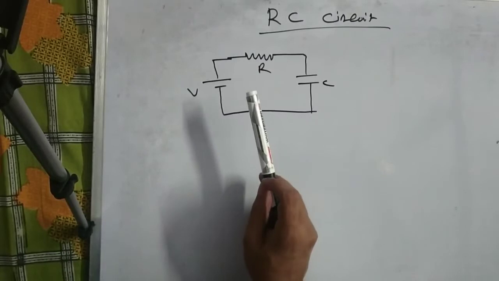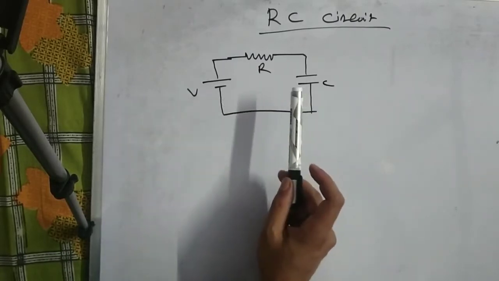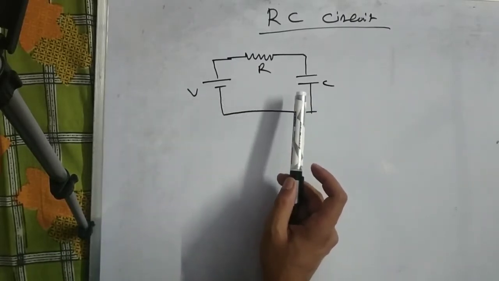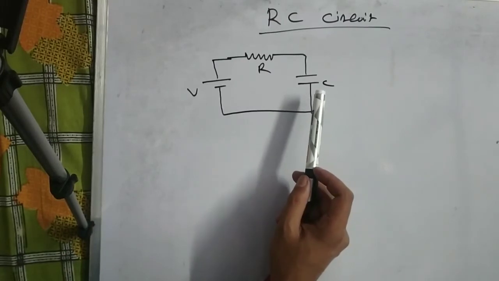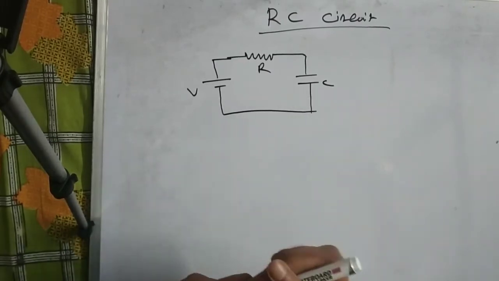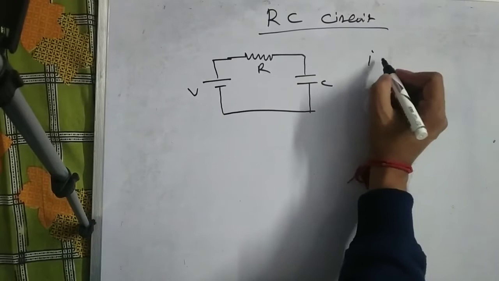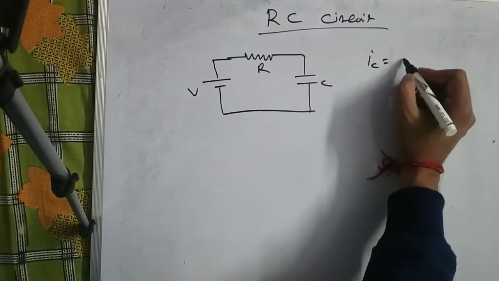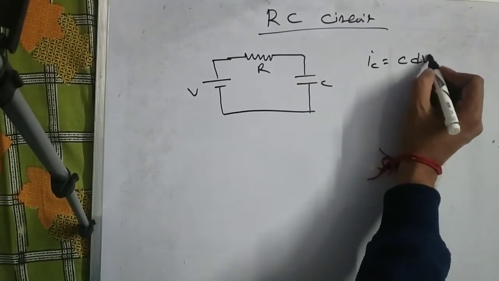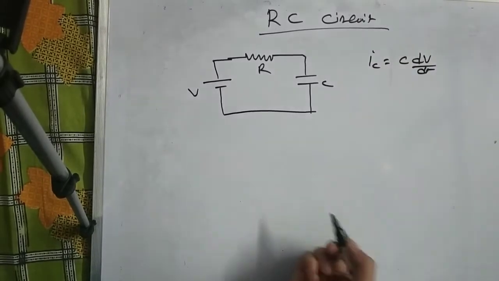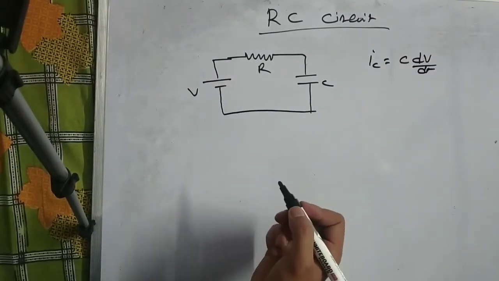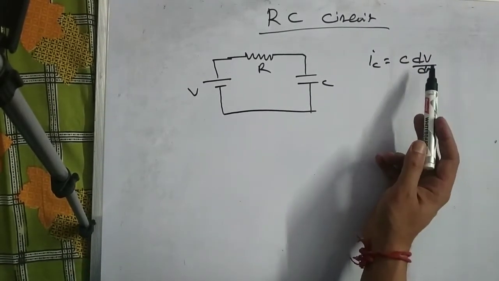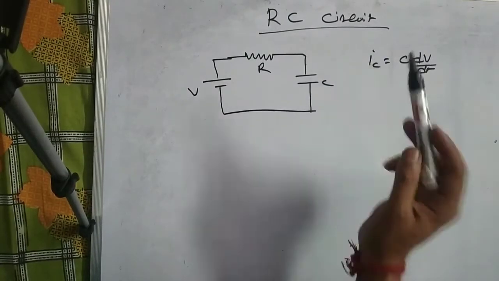There, the energy storing element was the inductor. Here the energy storing element is the capacitor. We all know the current flowing through a capacitor is I equal to capacitance value into dV/dt, the derivative of the voltage, the change in the voltage, equal to the capacitor current.